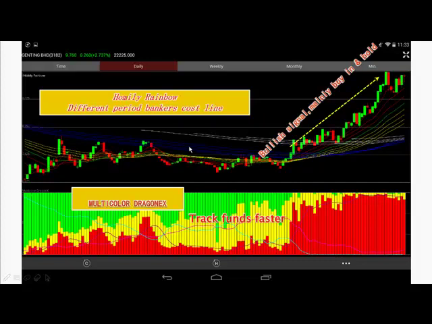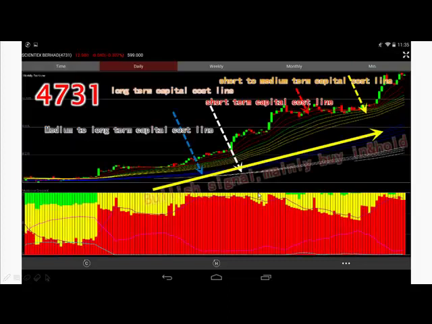Homely Rainbow can help us see different period bankers' cost lines. Here you will see it has four main colorful lines: the white color, the blue color, the yellow color, and the red color. Let me give an example, such as 4731, a share from Malaysia. Every colorful line stands for something. The first one is the white line. Can you see the white line? The white line stands for the long-term capital cost line.